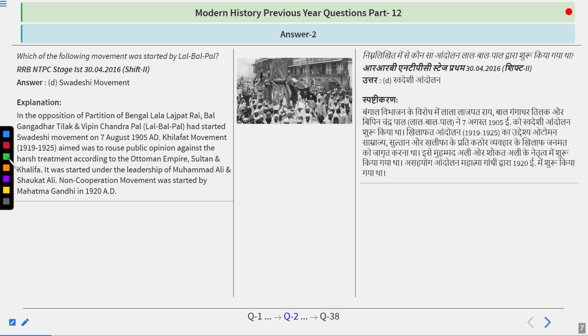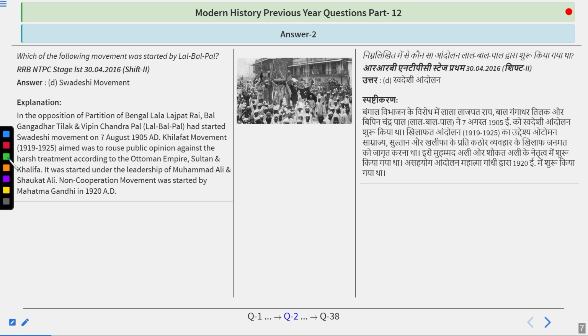The Khilafat movement aimed to rouse public opinion against the harsh treatment of the Ottoman Empire's Sultan and Khalifa, and was started under the leadership of Muhammad Ali and Shaukat Ali. The non-cooperation movement was started by Mahatma Gandhi in 1920. These are the options that were asked in the question, so they are discussed in detail. But remember that the Swadeshi movement was the one particularly started by Lal Bal Pal.